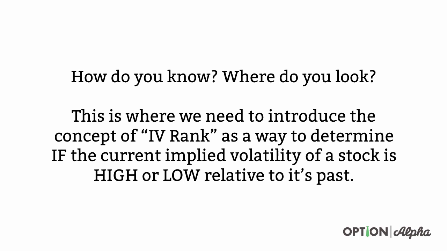This is where we need to introduce the concept of IV rank, as a way to determine if the current implied volatility of a stock is high or low relative to its past. We always use real estate as an example. Real estate is all relative. A property worth $500,000 could be relatively high in your area, and relatively low wherever you're living. A $500,000 piece of real estate in New York City is probably really cheap compared to a $500,000 piece of real estate in the middle of Tennessee, Virginia, or Pennsylvania. Exactly, so it's all about relative implied volatility and rank.